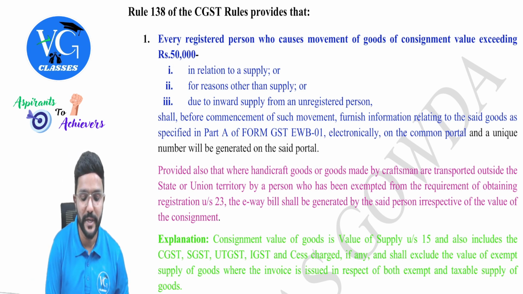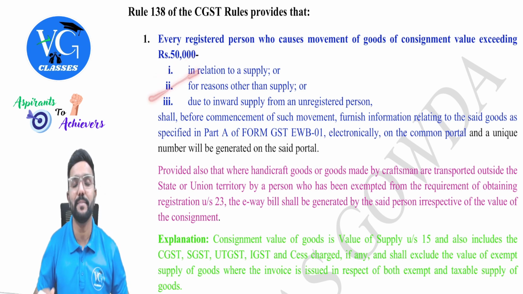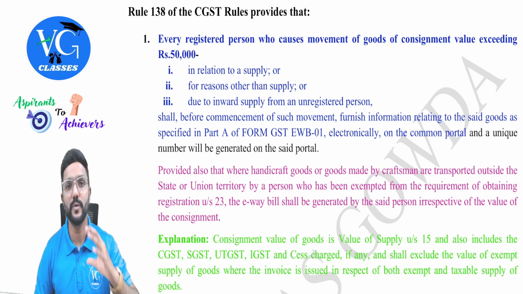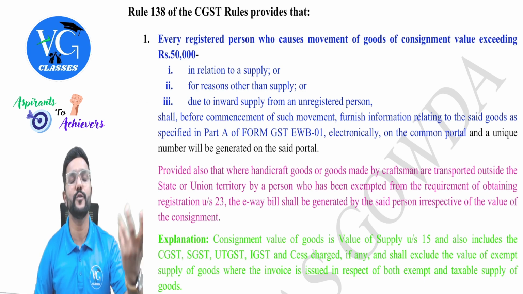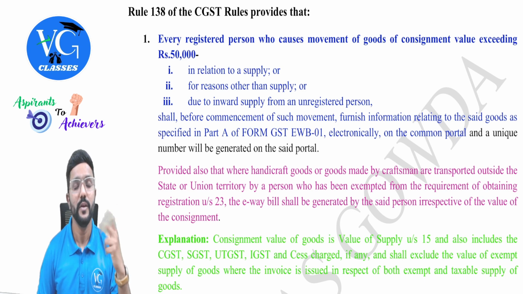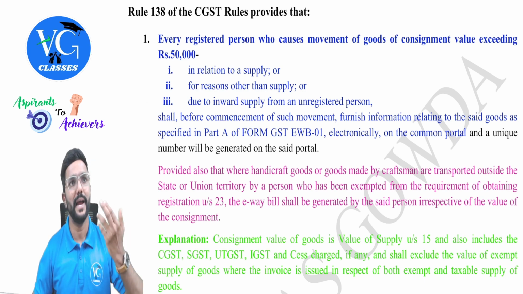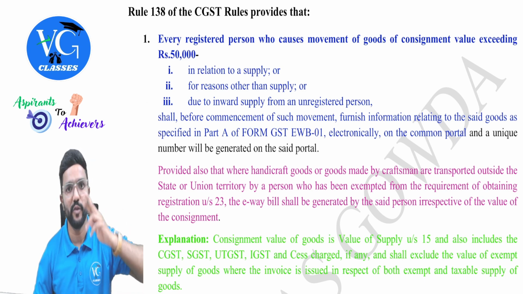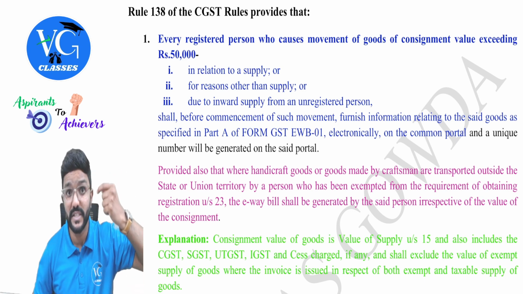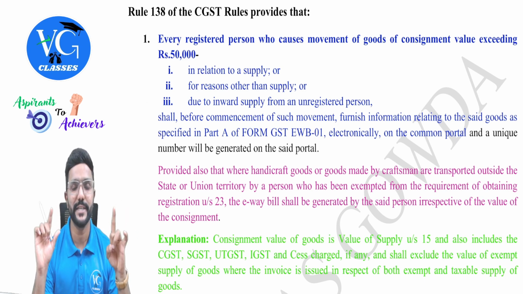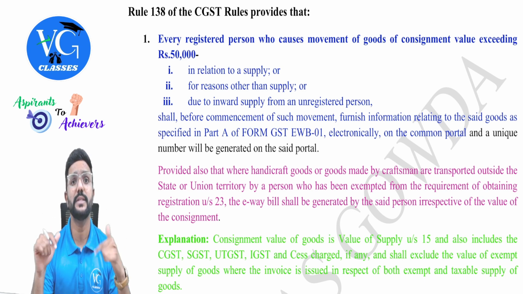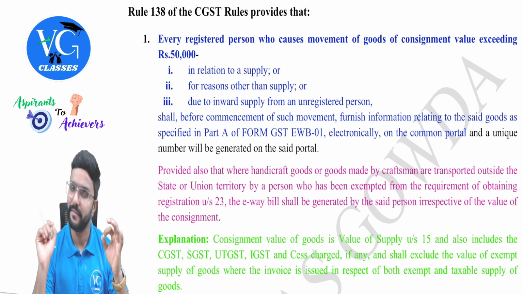Whether it is with respect to supply or for reasons other than supply, I already mentioned, sir, even if the goods movement is going without a supply. For example, assume there is a movement of goods for job work where the consignment value is more than 50,000. Should we generate an e-way bill? Yes. Or else, assume I am transporting the goods from one branch to another branch within the same state. That means they are not separately registered, they are not distinct persons. So there is a movement of goods from one branch to another even without supply. In that case, should we generate an e-way bill?